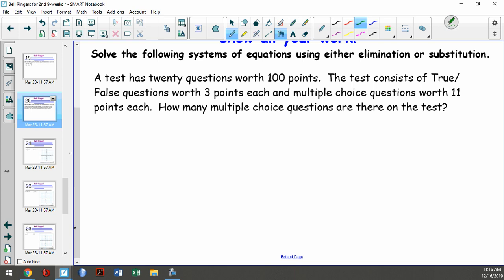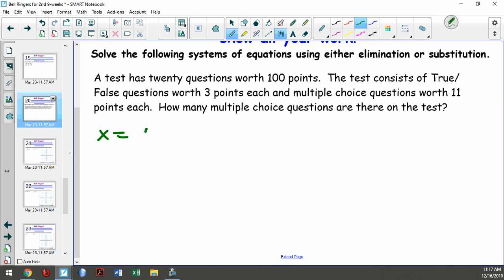The test has 20 questions worth 100 points. So what immediately do you know you have to have? Two equations, one dealing with the points and one dealing with the number of questions, right? So the next sentence tells me what I need to consider. The test consists of true and false questions worth 3 points each and multiple choice questions worth 11 points each. So that tells you your topics.